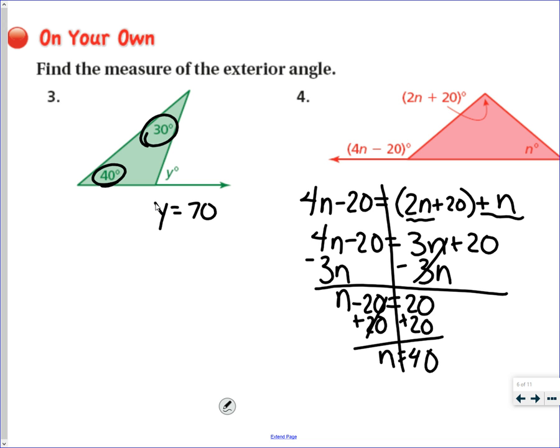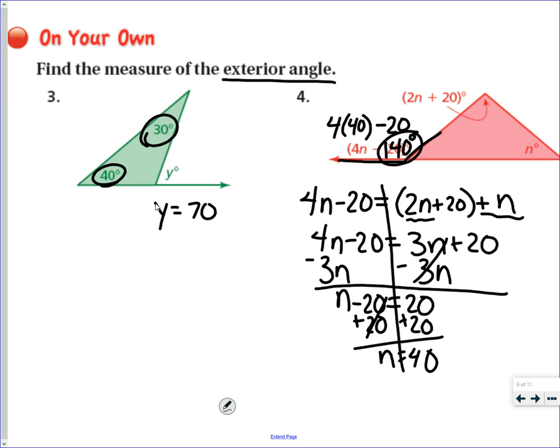Now, here's the problem. Some people want to stop right there. Remember, we have to find the exterior angle. That's what they were looking for. So this angle I need to know. If n is 40, then I would have 4 times 40, which is 160 minus 20. 160 minus 20 would be 140 degrees for this angle.